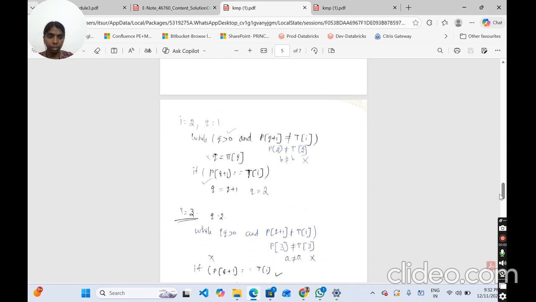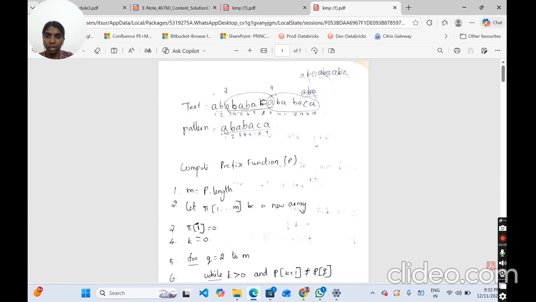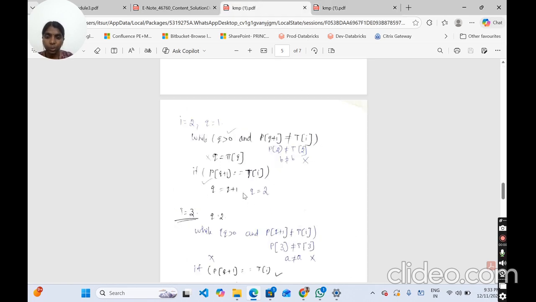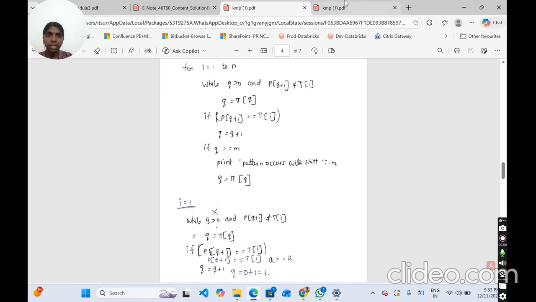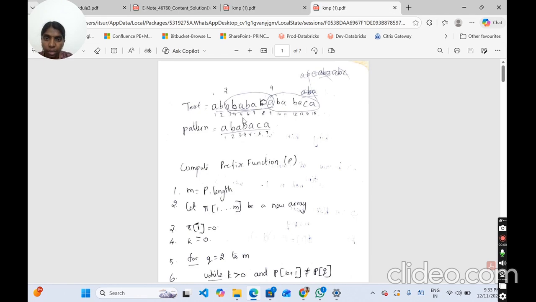Whenever the given pattern and the text are matching, then q will be q plus 1. If that is not matching, then q equal to pi of q. So that is the trick here. So q equal to q plus 1, again 2. We can say like here A B A, only at the sixth letter it is failing. Our pattern is not matching with the given text.